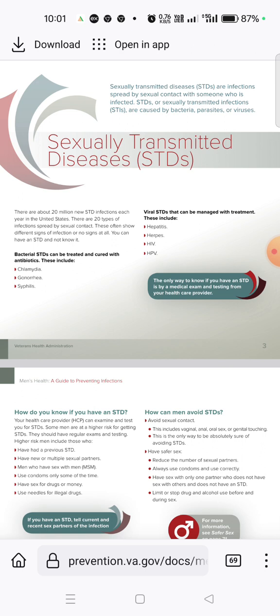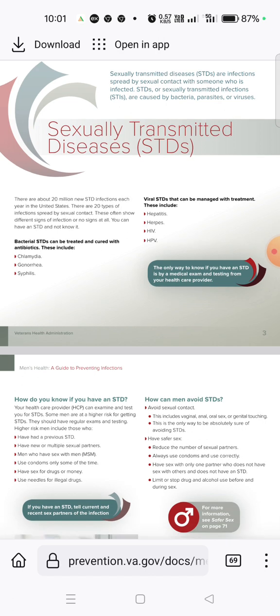Regarding STDs, some are curable and some are not. We will see them one by one. Bacterial sexually transmitted diseases can be cured with antibiotics. These infections include chlamydia, gonorrhea, and syphilis. These 3 types of infection are caused by bacteria, and they are treated with a special course of antibiotics.